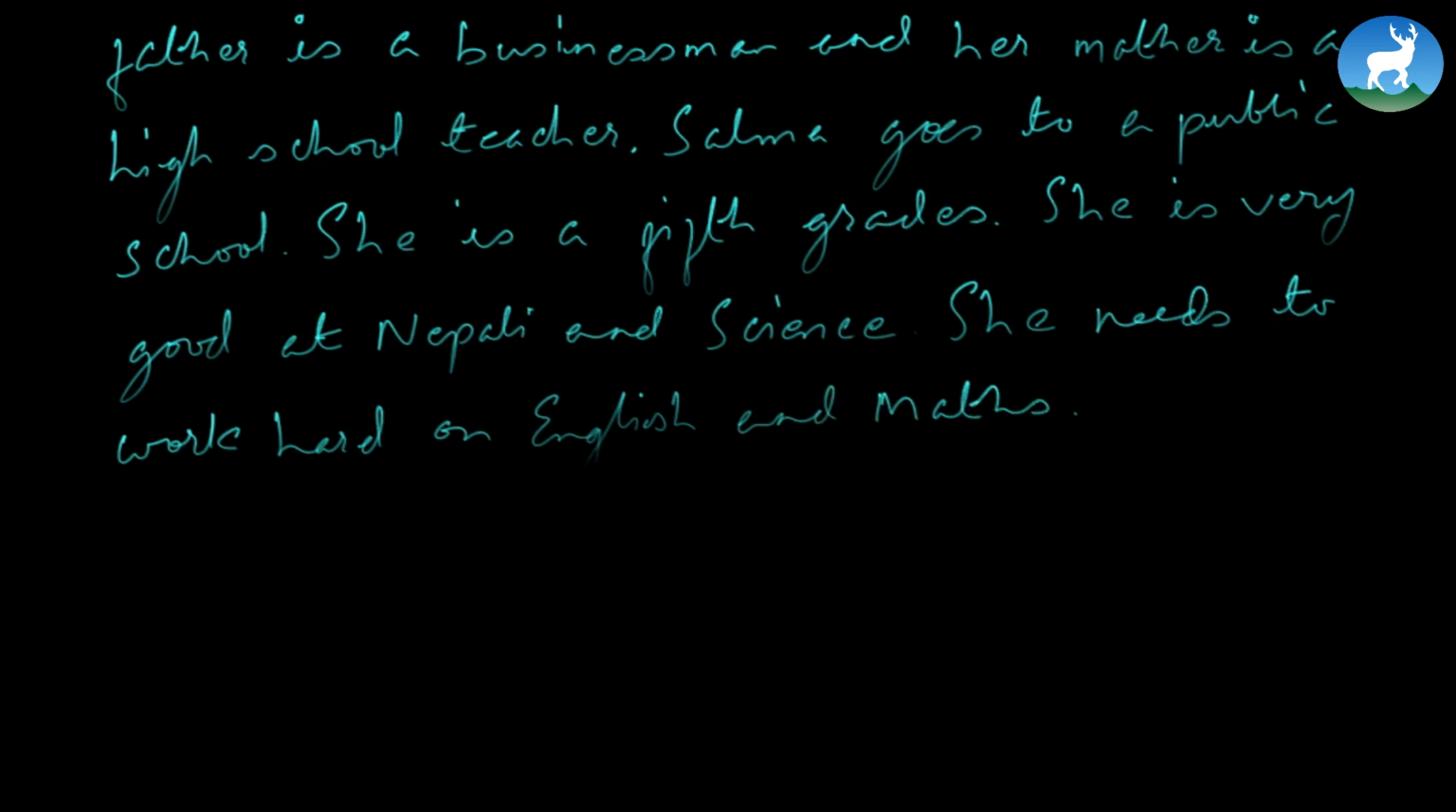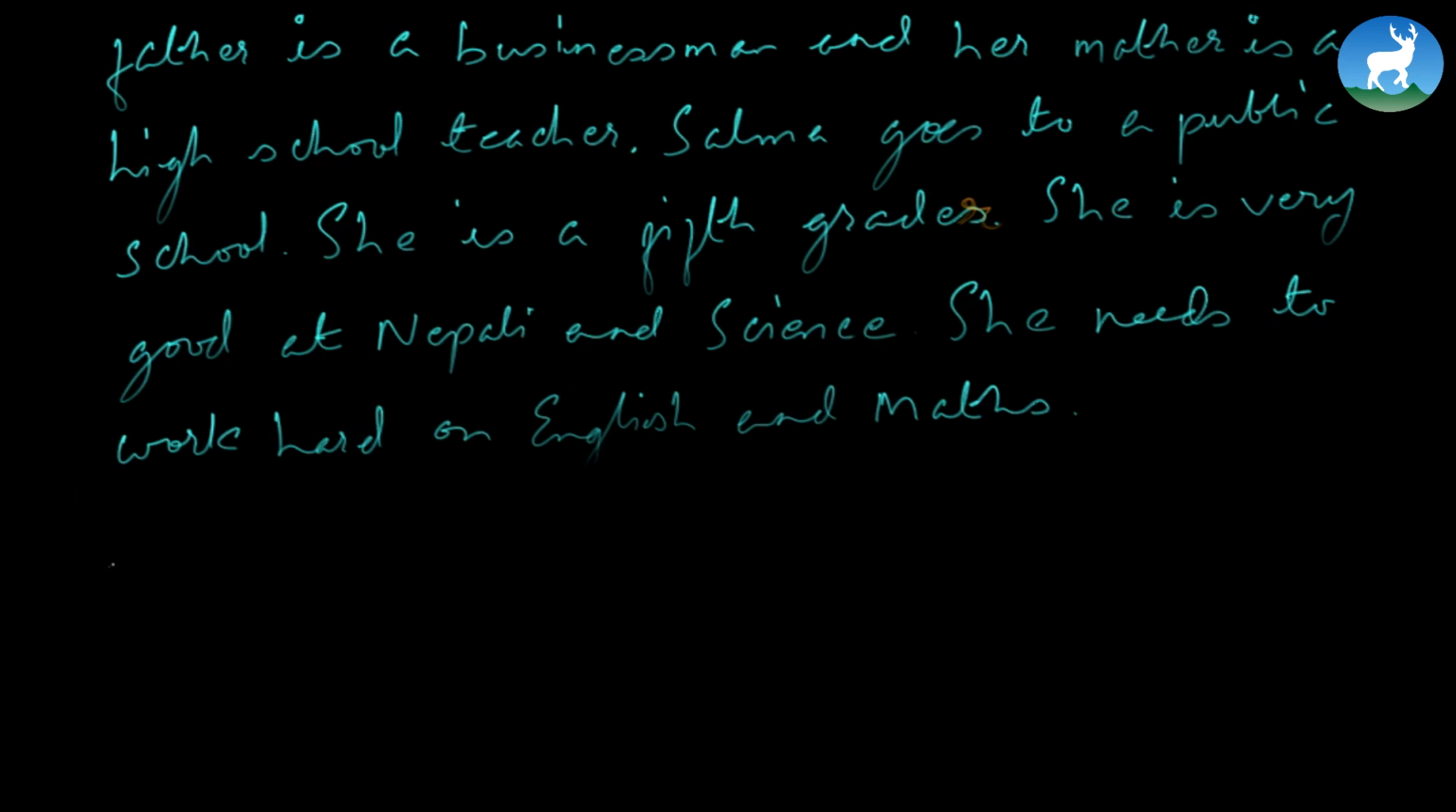So there you go. Let me read from the beginning here. It just talks about Salma, a little girl from Kailali, and that she has a huge family, and the expenditure that she has on her family is just tremendous. A lot of money is spent on food in her family, right? And as far as she's concerned, she's a 5th grader, right? And she's very good at Nepali and science. However, she needs to work on English and math. Now, it's just a simple paragraph.